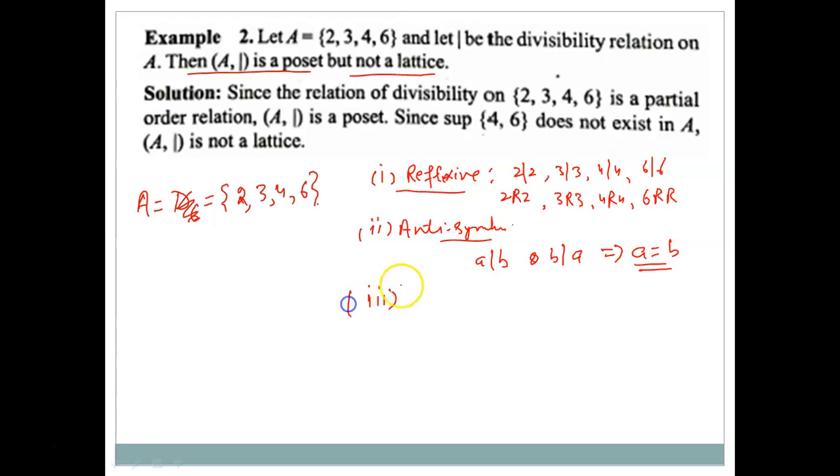The third one is transitivity. If A divides B and B divides C, then definitely A divides C. So what is the case here? Here only 6 is involved. 2 divides 6. 3 divides 6.